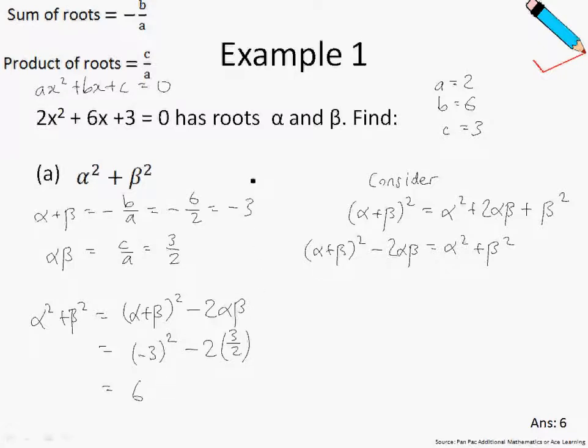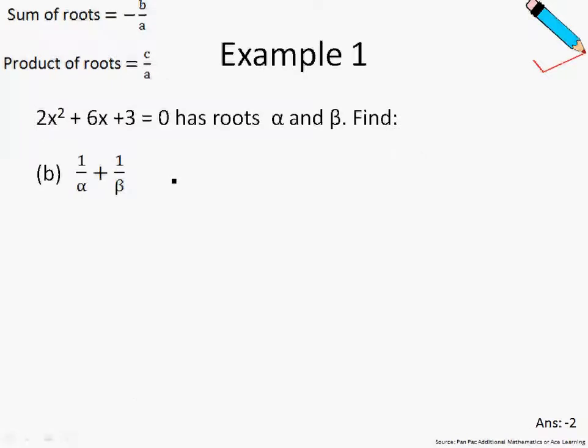The key takeaway for this example is to know how to find your sum and product of roots, and finally use those to find the given expression that the question wants. So let's move on to the next example.